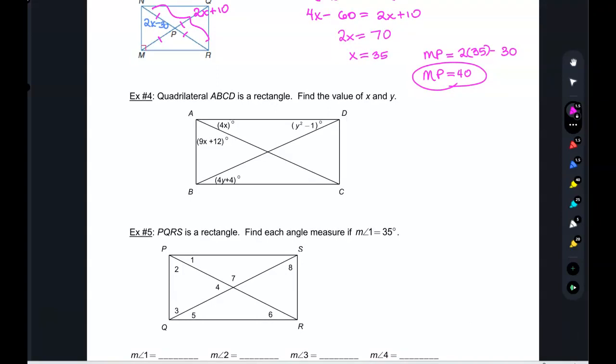Okay. How are rectangles so far? Good. That's why I said this will be pretty straightforward. Okay, we have another rectangle. We want to find the value of x and y. What do you think, Ryan?